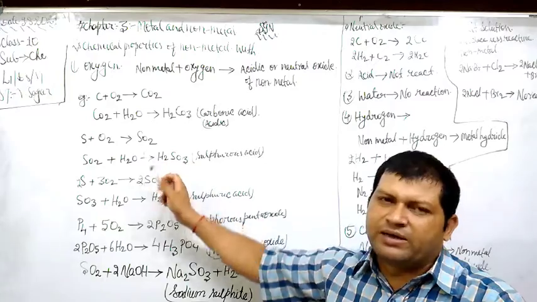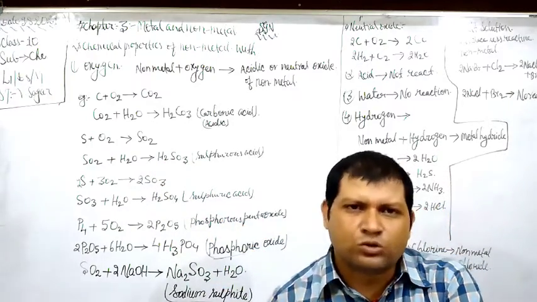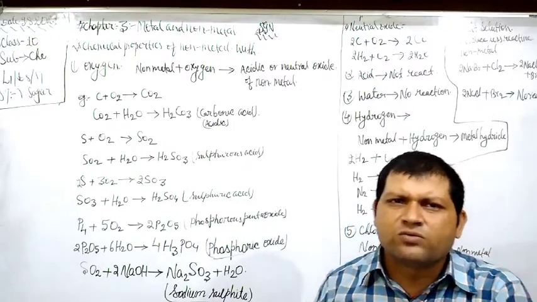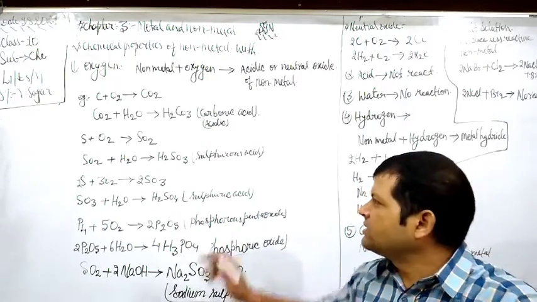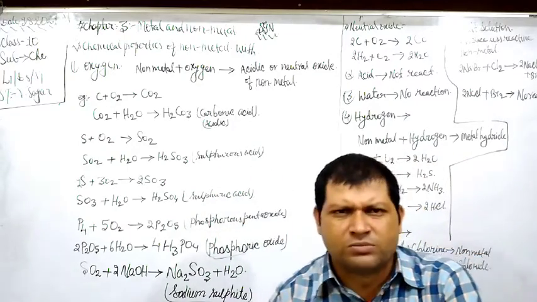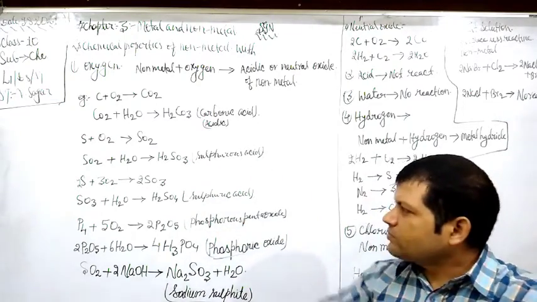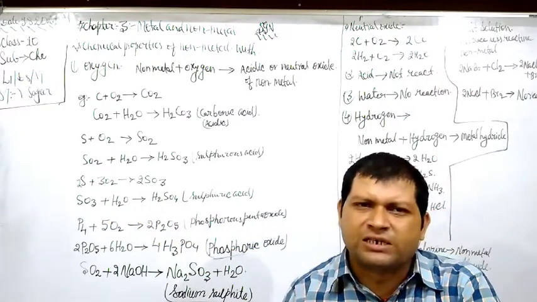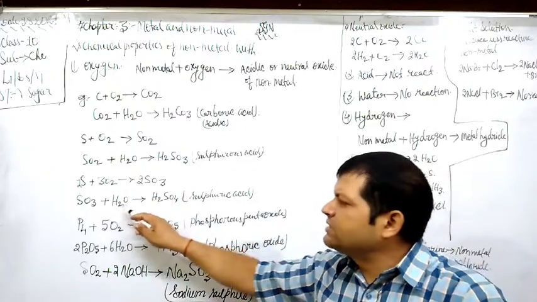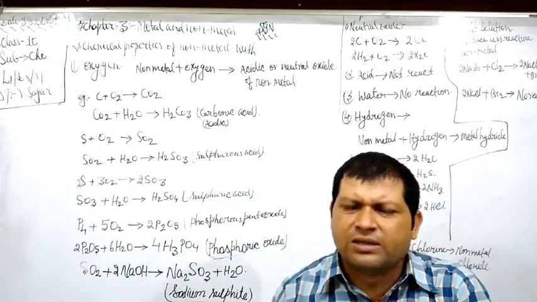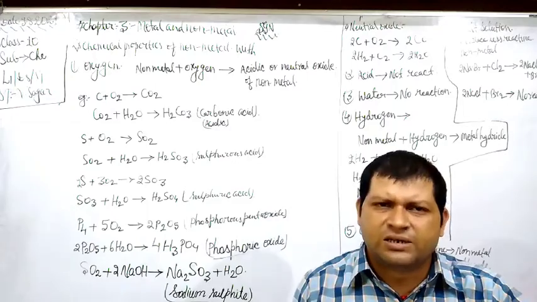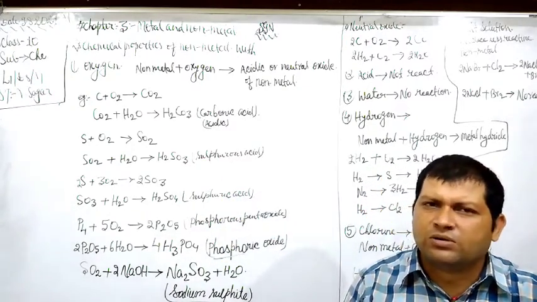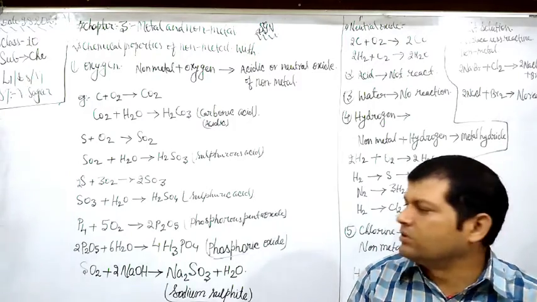And when sulfur reacts with oxygen, then the formation of SO2 takes place, sulfur dioxide. When sulfur dioxide reacts with water, then sulfurous acid forms. And when sulfur dioxide reacts further with oxygen, then sulfur trioxide forms. And when sulfur trioxide reacts with water, then the formation of sulfuric acid takes place. So these types of reaction take place with other elements of nonmetals.